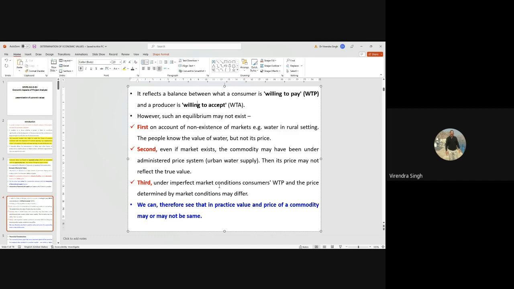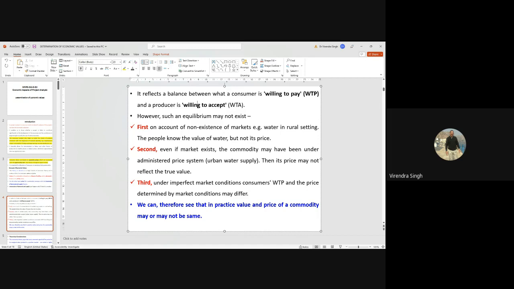Thirdly, under imperfect market conditions, consumers' willingness to pay and the price determined by the market conditions may differ. Imperfections ranging from monopoly to monopolistic competition. There are a range of market versions. In a monopoly market, the seller exercises its monopoly power and charges a price higher than it deserves. Or in a monopsony market where only one buyer of the commodity is present, the seller, the supplier, is bound to accept a lower price than the good or service deserves. So market price may not reflect the true value of the commodity, good or service.